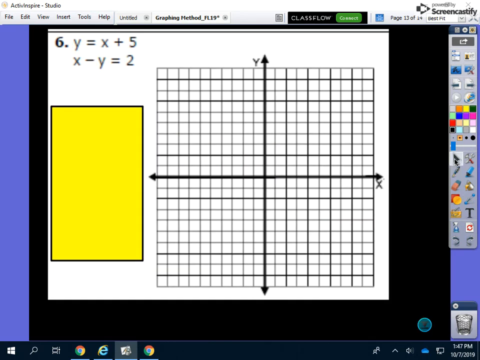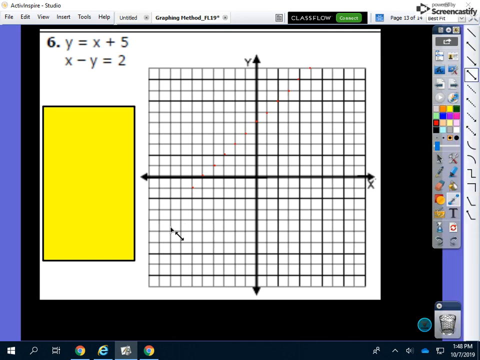Example number 6. Notice your first equation is y equals x plus 5. That's a y-intercept of 5 and a slope of 1. I will go ahead and draw my line by connecting my points. And there's my first equation graphed.